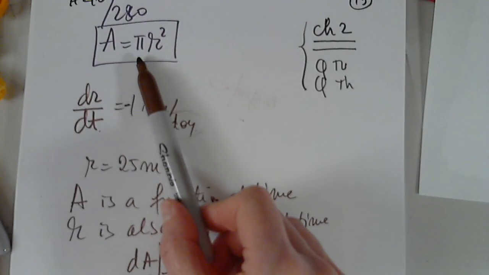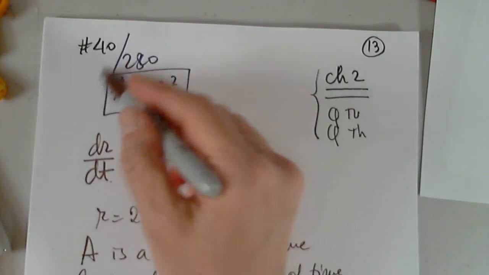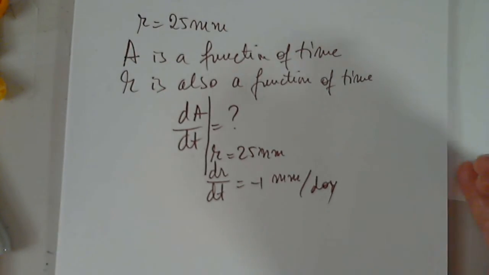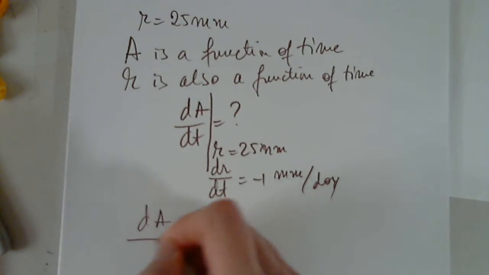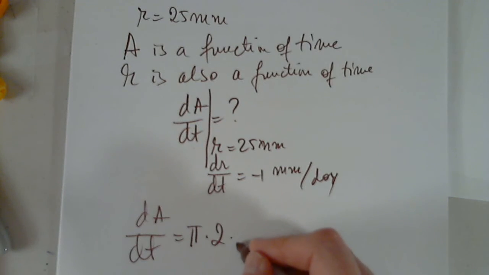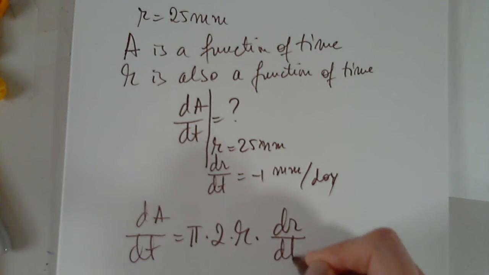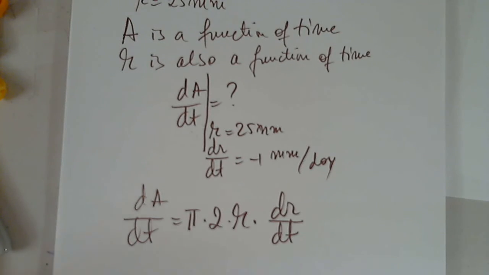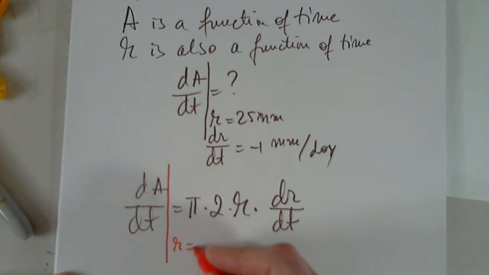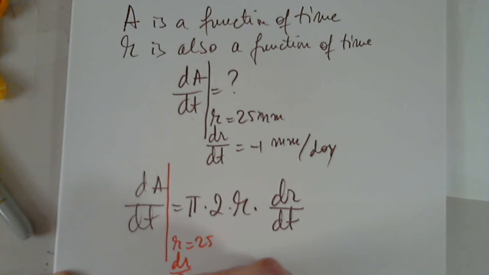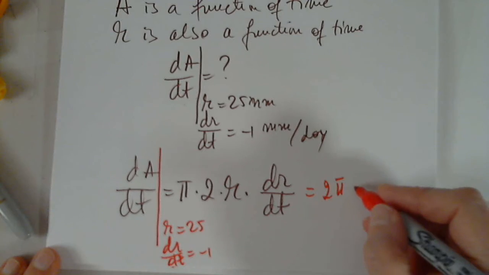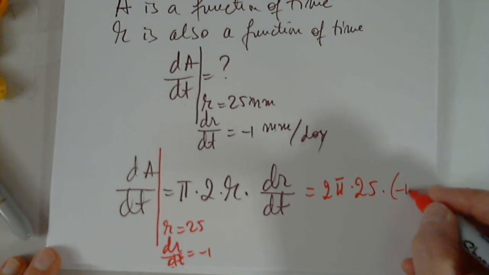Going back to the equation that was given to us and differentiating it implicitly, or simply differentiating it in this case because I have the equation, I get dA over dt, because it's a function of time, equals pi times 2 times r times dr over dt. At this point, all I have to do is plug in the given numbers. So when r equals 25 and dr over dt equals -1. Okay, so 2 pi, r is 25, and dr over dt is -1.